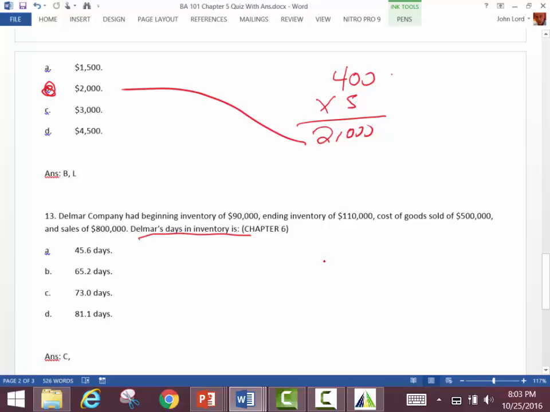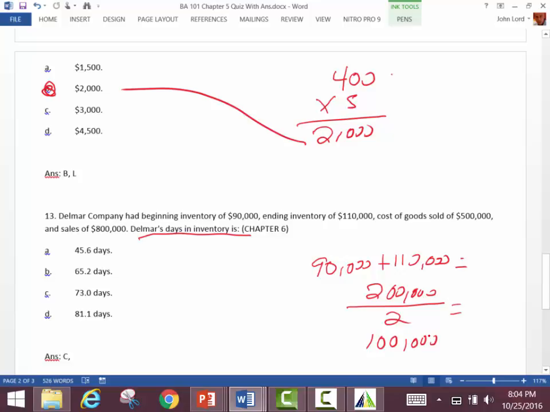Okay, so just look right here. So we take the 90,000, plus the 110. That gives me what? 200,000 if I'm not messing my calculation up here? Okay. 200,000, and to get the average, you divide that by 2. That's just how you get the average, right? We get the average for the year, and that's 100,000.